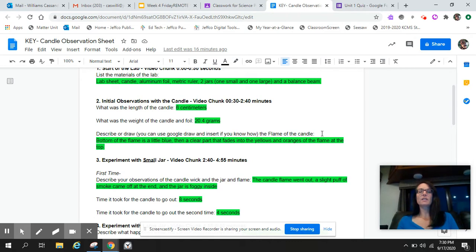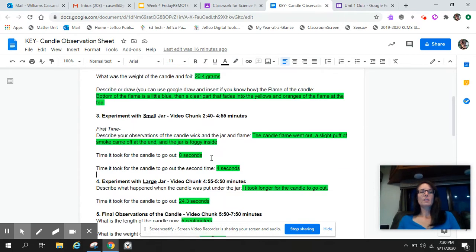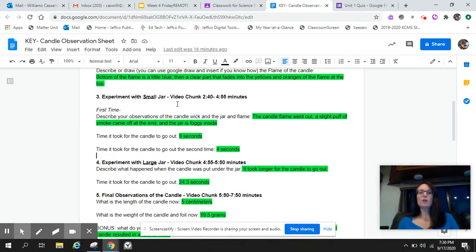And the scientist in the video did a pretty good job. He said, the bottom of the flame is a tiny bit blue. It was really hard to see. Blue is the hottest form of light. And then he mentioned the clearish part that fades into the yellows and oranges of a flame that we might recognize. Number 3, the experiment with the small jar.